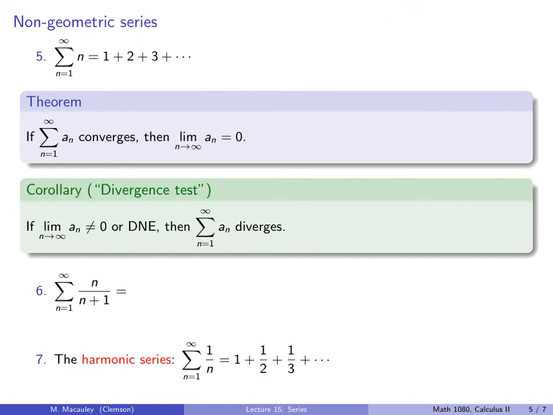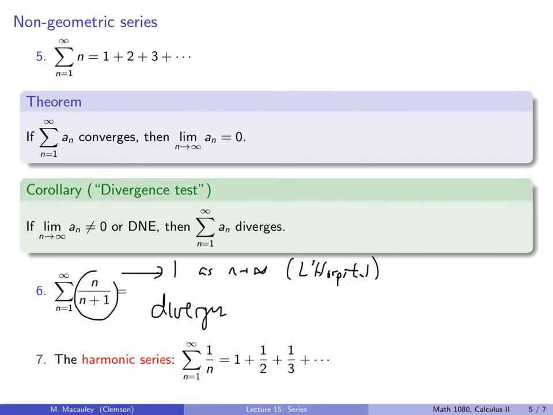Okay, so let's do two examples. For this first one, the limit goes to 1 as n goes to infinity. If you want to formally verify that, you can use L'Hopital's rule. This is an infinity over infinity indeterminate form. So you can take the derivative of the top, which is 1, and the derivative of the bottom, which is 1, with respect to n. So this thing we can say diverges.